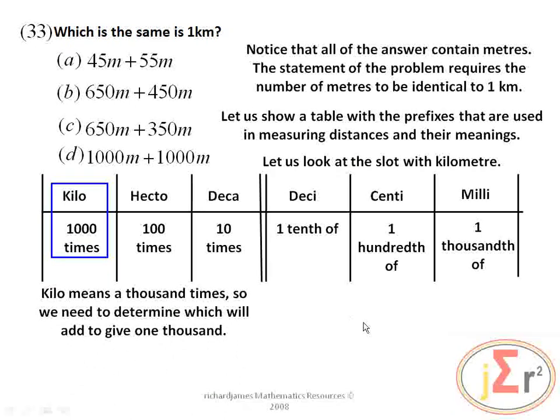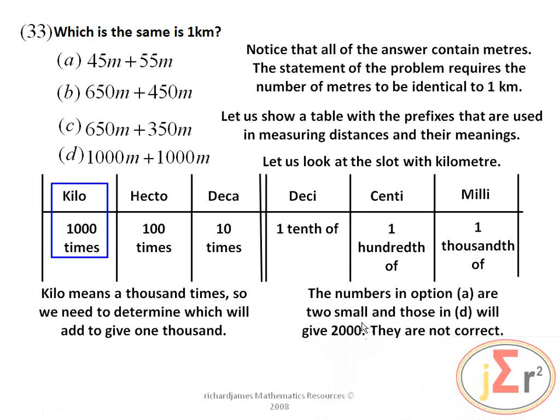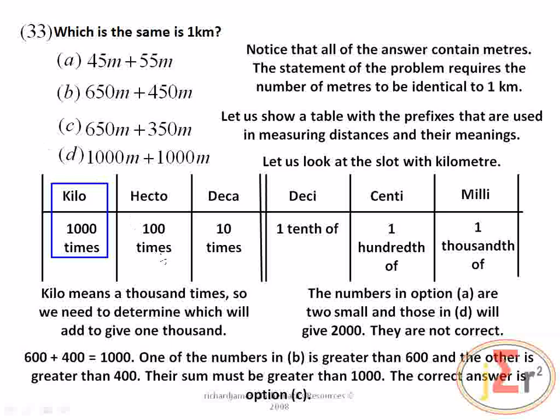Which one of these will add to give 1,000? The numbers in option A and D are automatically out because this will not add to give 1,000. You can see that immediately. And of course, D, we have 1,000 and 1,000. That's not going to add to give 1,000. So we know that those are automatically out. Now, we're just going to be using our knowledge of digits, not just to add them. So we don't have to add these, just use our knowledge of digits.